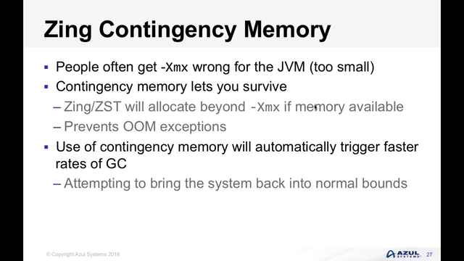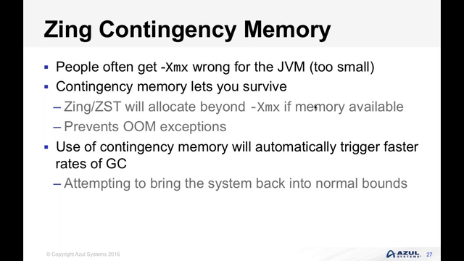What we'll then do is we'll automatically trigger faster rates of garbage collection in that JVM, with the idea that if we start doing garbage collection more quickly, hopefully we can bring the system back into the normal bounds, bring it back below the XMX value that you've set, and have everything continue as normal.